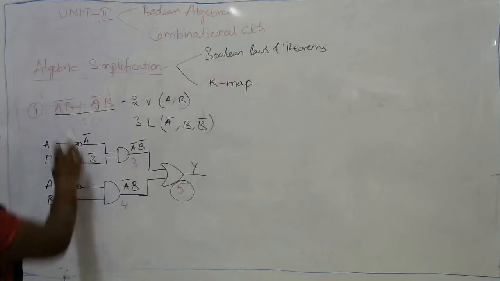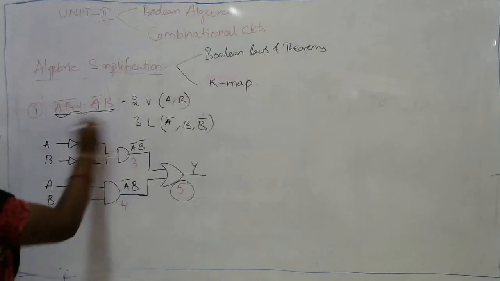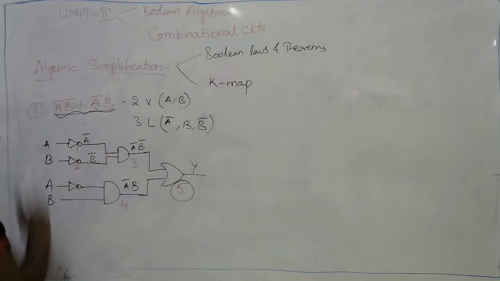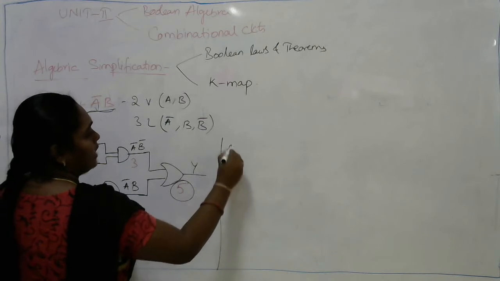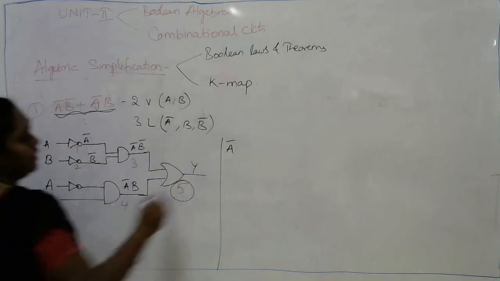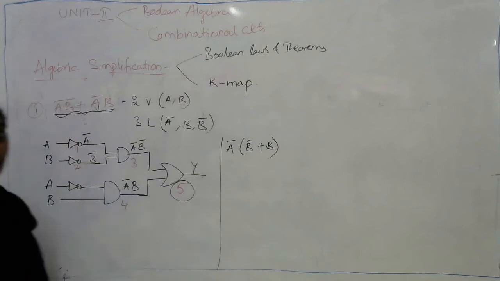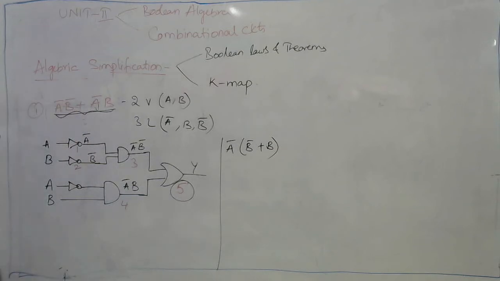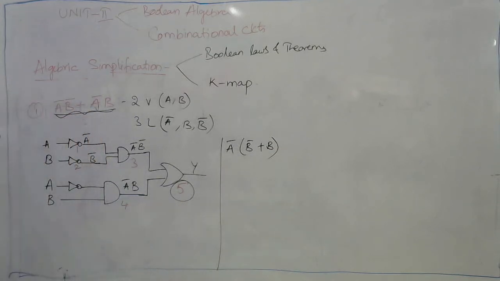I am going to simplify this expression by using Boolean laws and theorems. In the first two terms, A bar is common, so I am taking A bar as common. The leftover is B bar plus B. According to the Boolean law, we have seen that B bar plus B is equivalent to 1.